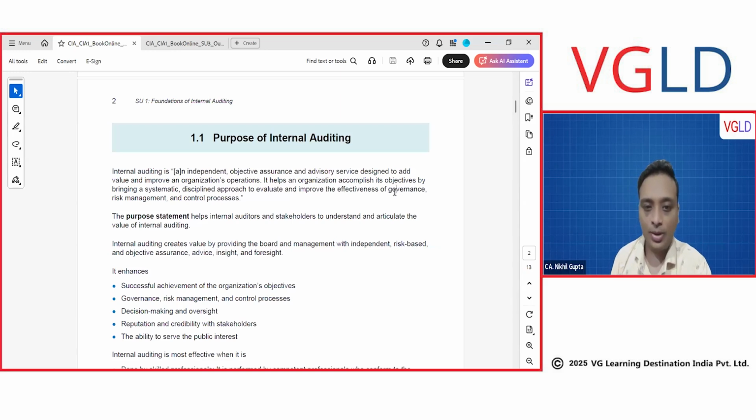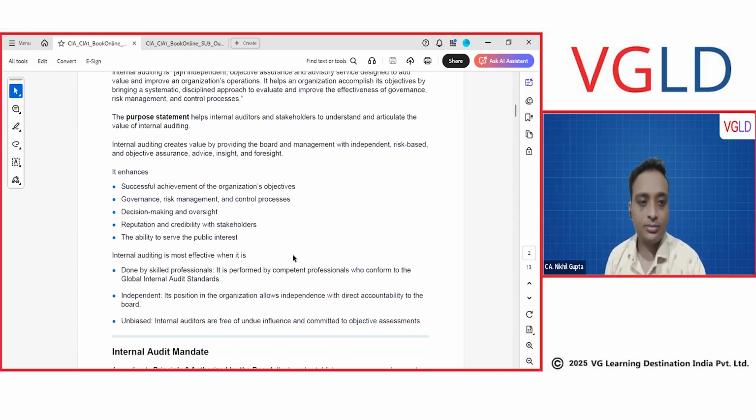Internal auditing creates value by providing what? Providing the board and management with independent, risk-based, and objective assurance, advice, insights, and foresight, which we already covered above. Let's understand the benefits of it one by one. How it enhances the organization's approach. What benefit we can derive from it.